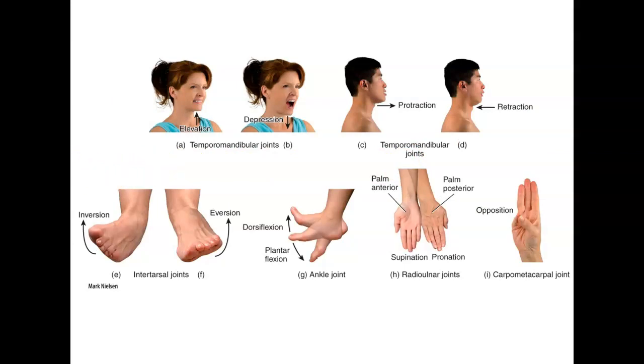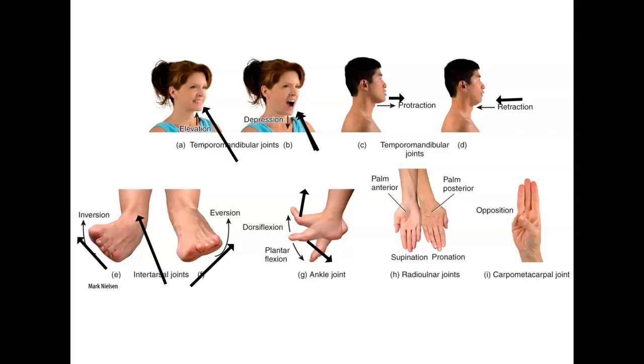We can also see elevation and depression of the jaw in this particular drawing. You can take the jaw and move it outwards in protraction, or you can bring it back in retraction. We also have different ways you can move your ankle joints. You can have an inversion, and you can have an eversion. Then also at the ankle joint, we can have dorsiflexion, where you're bringing your toes or foot up, and plantar flexion, where you're taking your toes down, like pushing down on the ground if you stand on your toes.